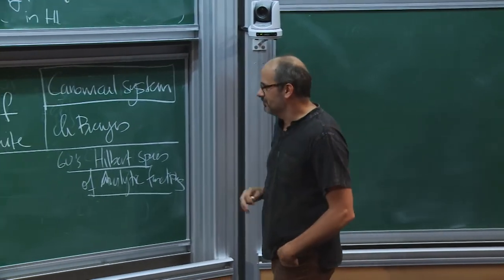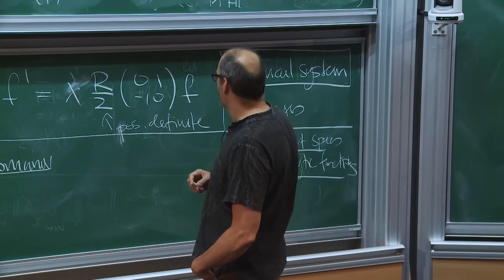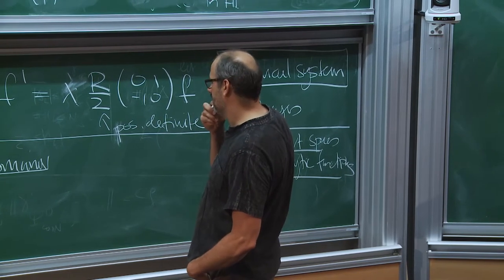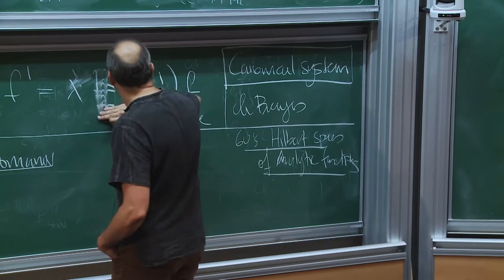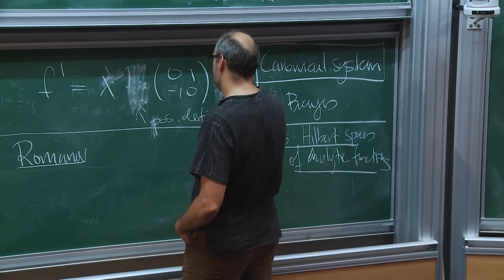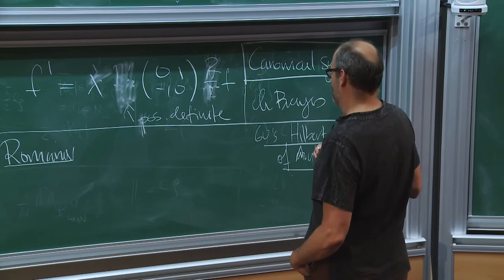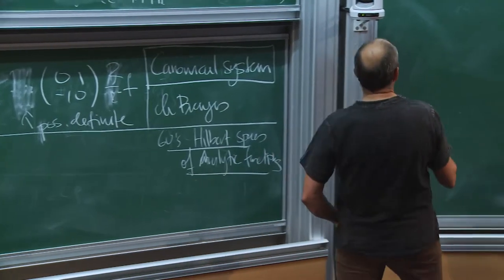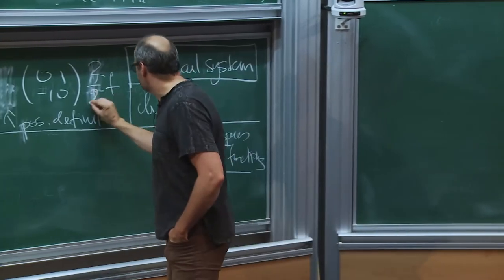why does this have to do with an operator? Well, let me see if I did this right. Maybe the R over 2 goes here. Sorry, I think the yes. Okay, so this is how it goes.